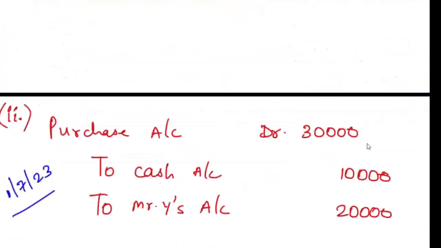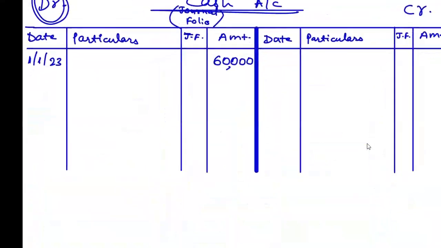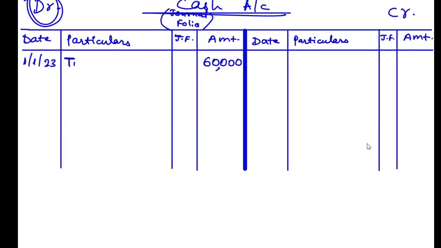So I will write the description, and it will start with To. Whenever it is debit, it starts with To. Whenever it is credit, it starts with By. So it is debited. Why? Because of A's capital account. Am I clear or not? It is debited To A's capital account. Okay, sir. That is clear.